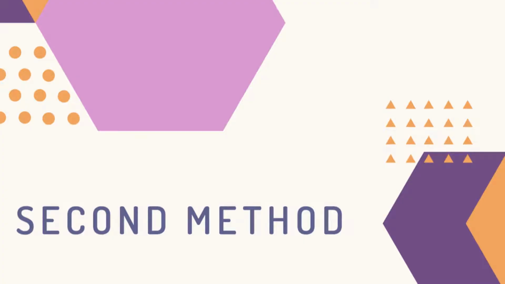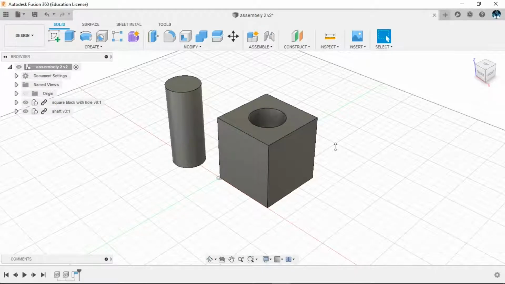Now let's get started with the second method. For the second method, just go to the upper right corner of your Fusion 360 where you can see your sign in logo, or for some it will be displaying your name. So just click on your sign in logo. After that click on preference.